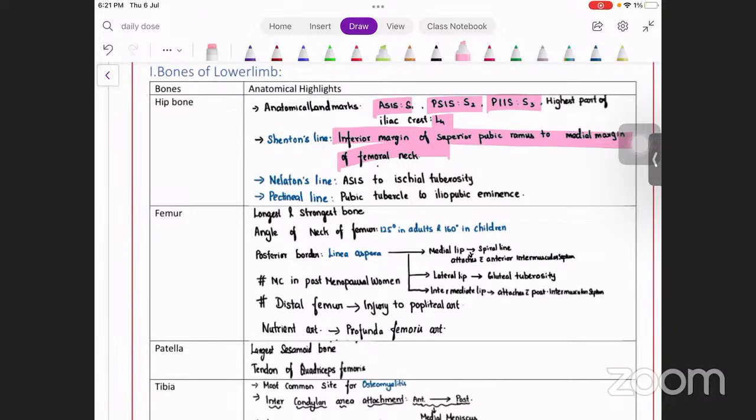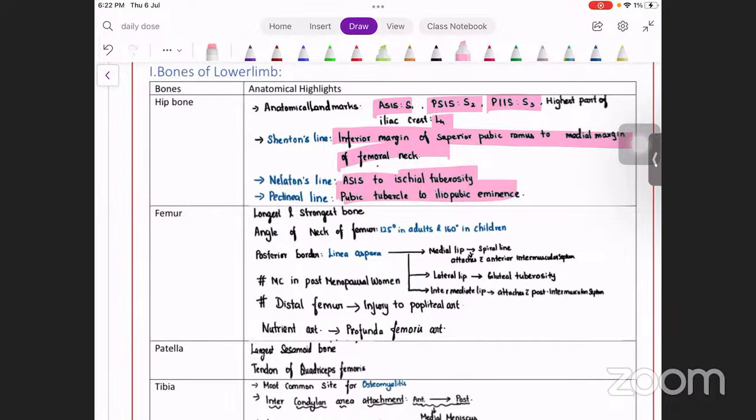Then you have the pectineal line, which is running from the pubic tubercle to the iliopubic eminence. Okay. So anterior superior iliac spine, ischial tuberosity, pubic tubercle to iliopubic eminence.